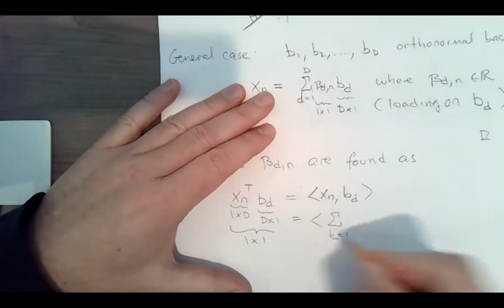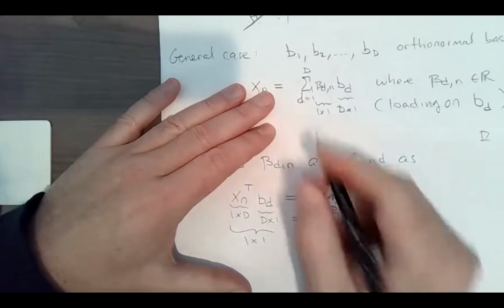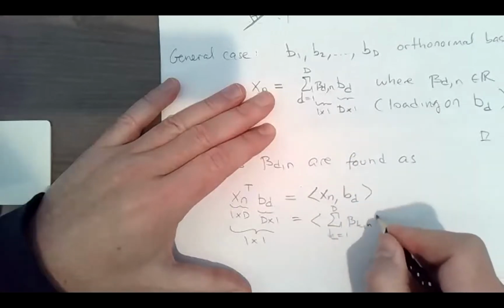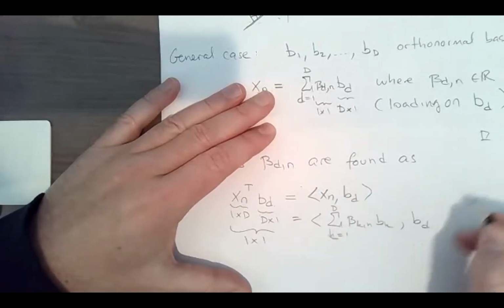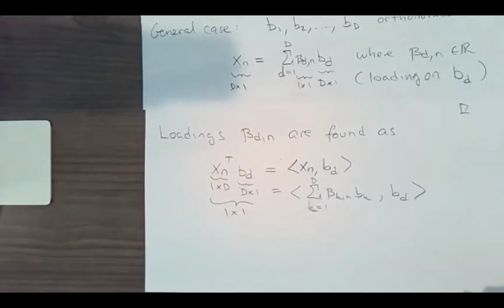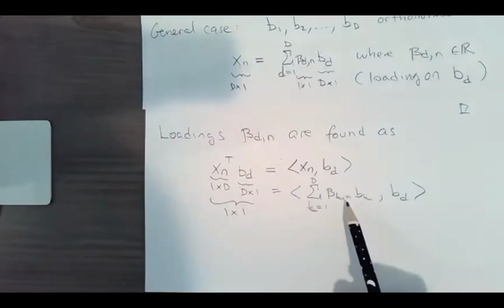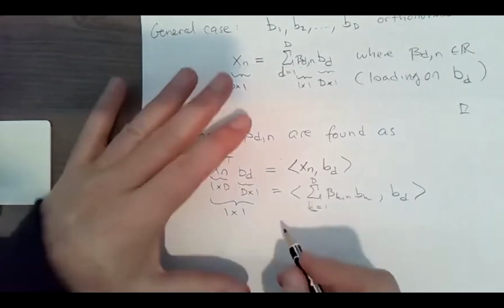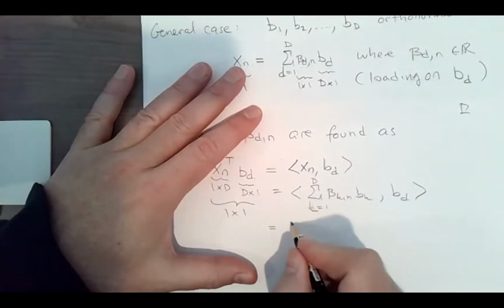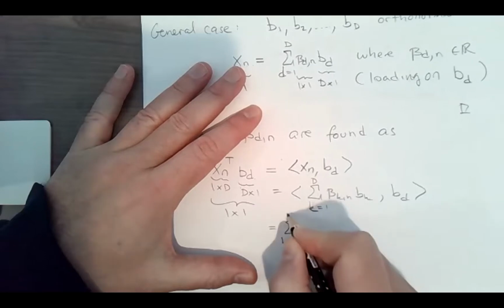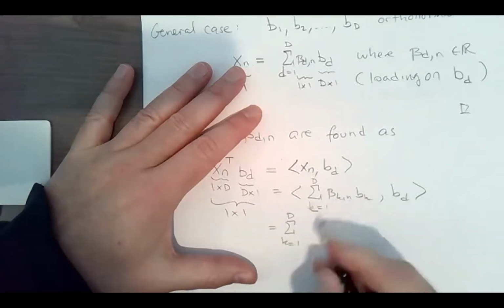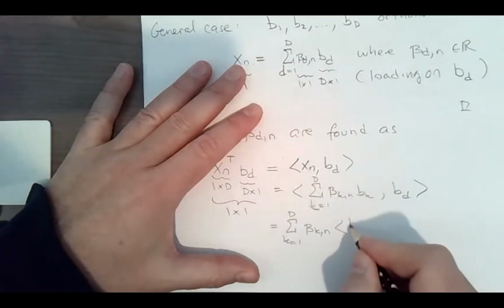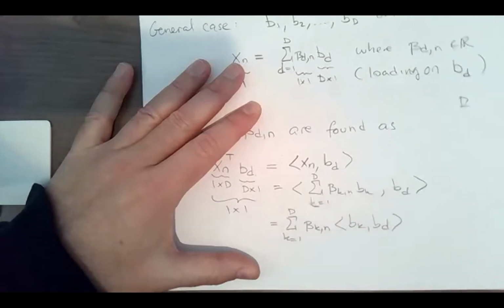Let's use the sum over k going from 1 to d of beta kn bk, together with bd. Right, so it's an inner product. And what do we do? An inner product is linear in both entries, so I can pull the sum outside, and I can pull the coefficients outside. Then I have the inner product between bk and bd.